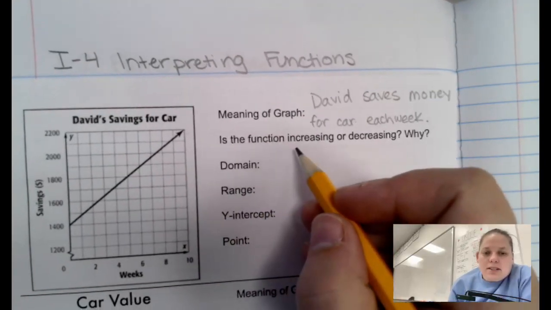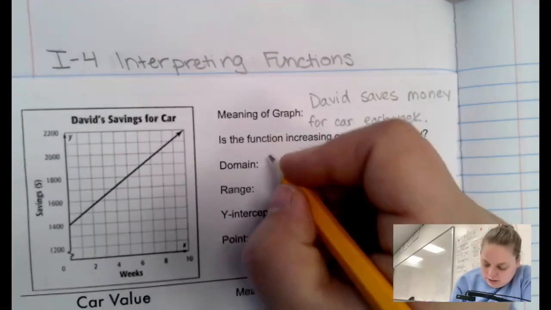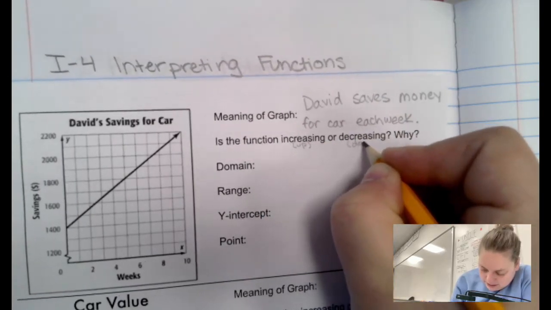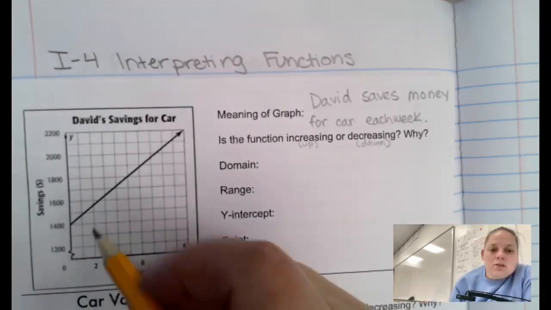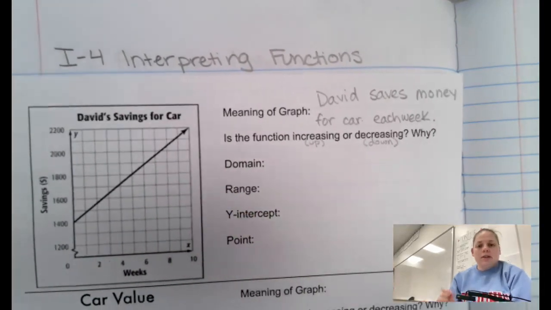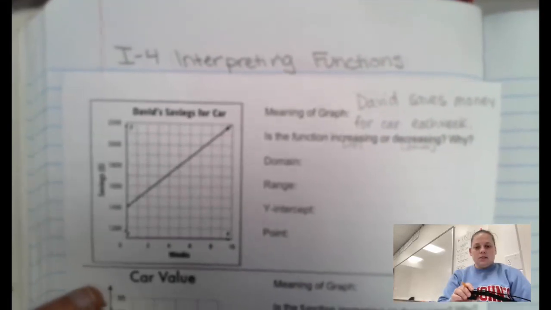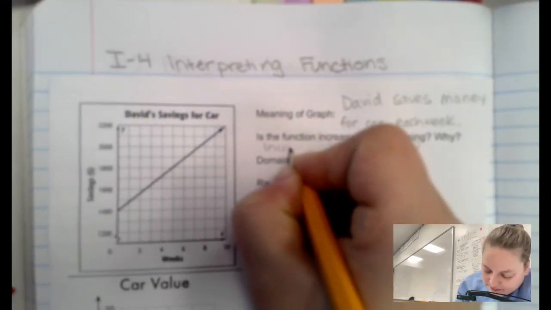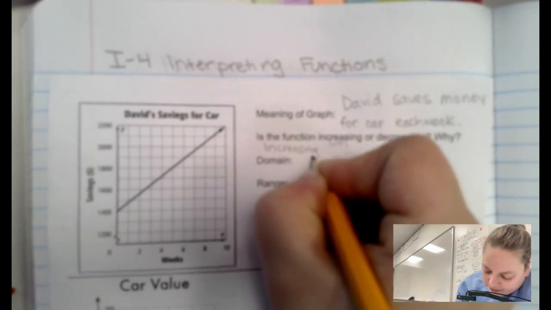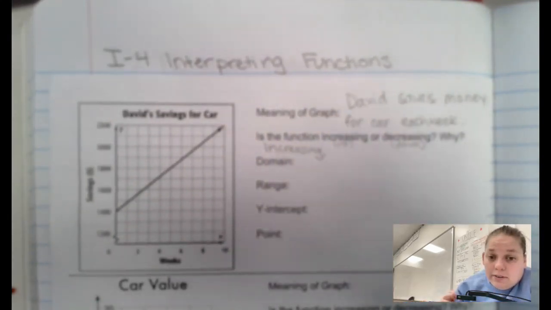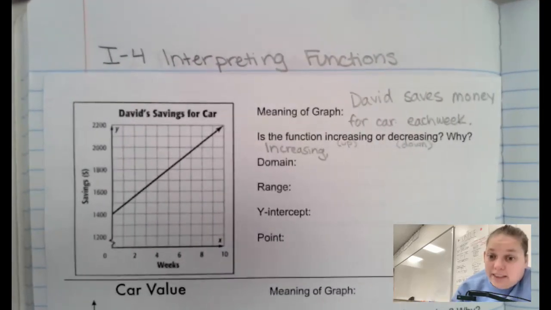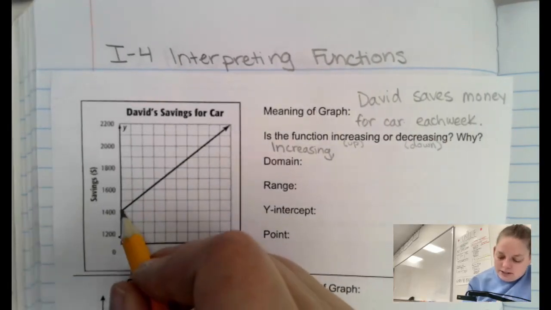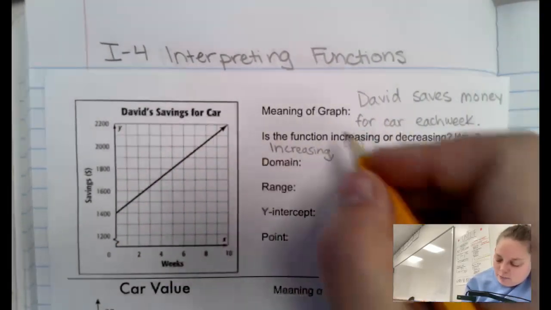All right, the next question says, is the function increasing or decreasing? So increasing means it's going up, decreasing means it's going down. And then why? So as I look at my function, is it going up or is it going down? In this case, it is going up. Why is it going up? So it's increasing. It's increasing because as the weeks go on, he's saving more money.